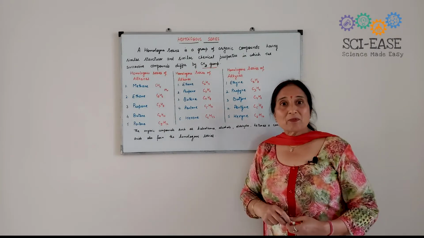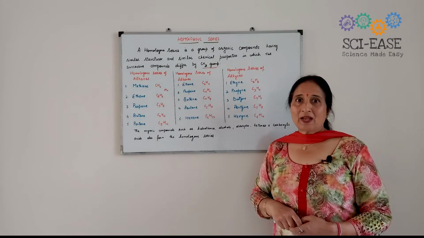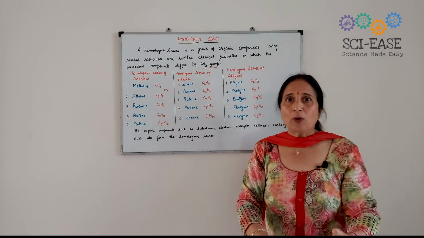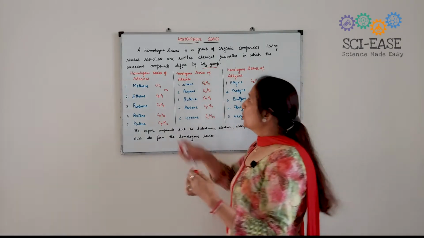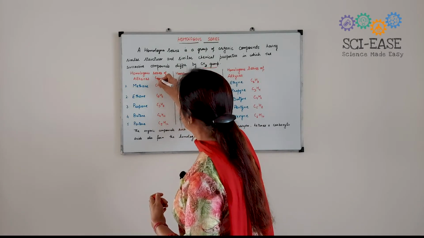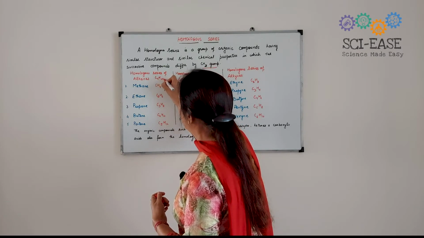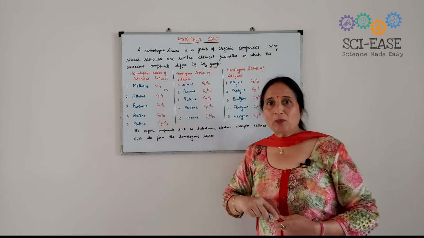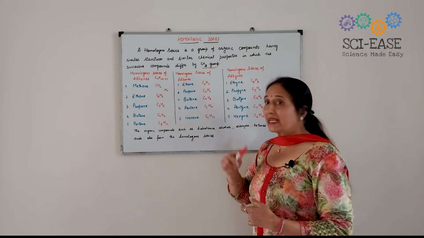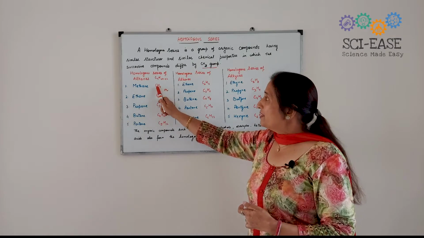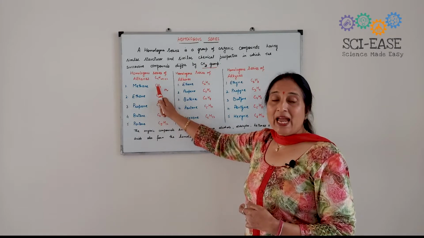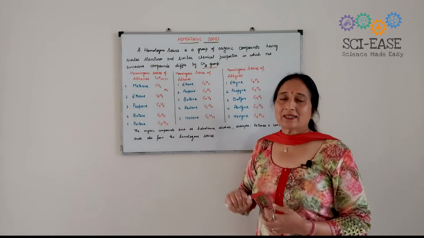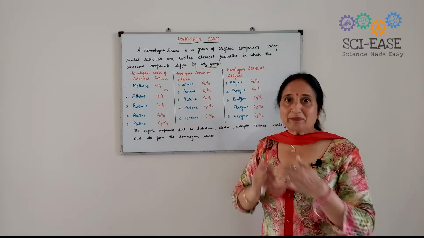So there are some common criteria for the homologous series. First thing is that the general formula should be the same. So here the general formula, I have already told you, is CnH2n+2. Second, there should be a difference of one carbon atom and two hydrogen atoms in the series between the two adjacent members of the same series.